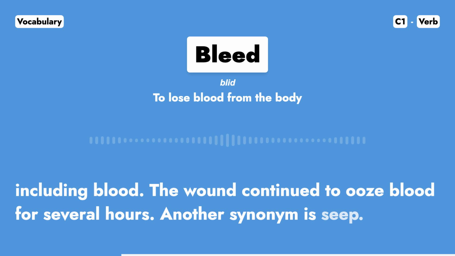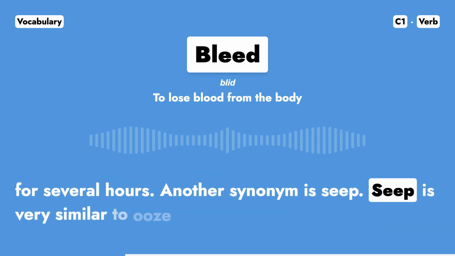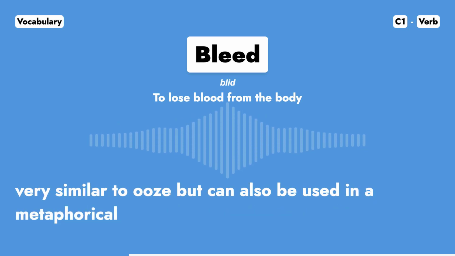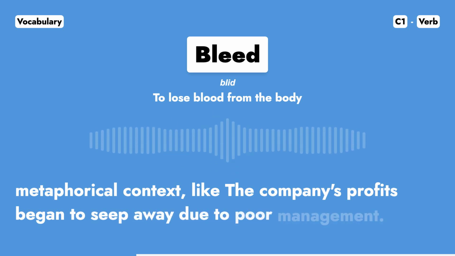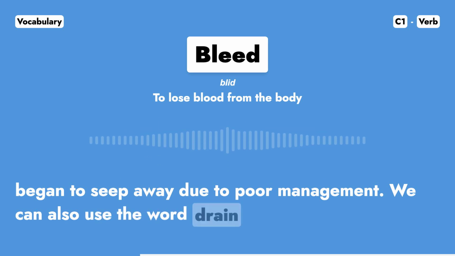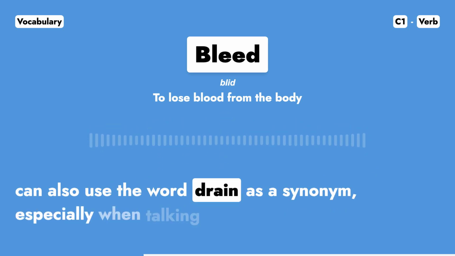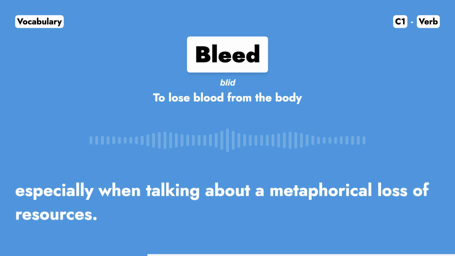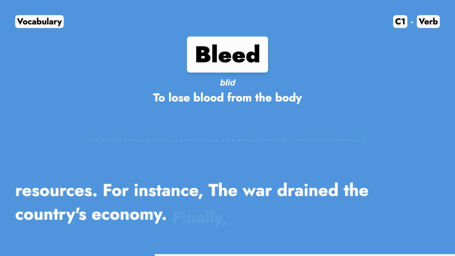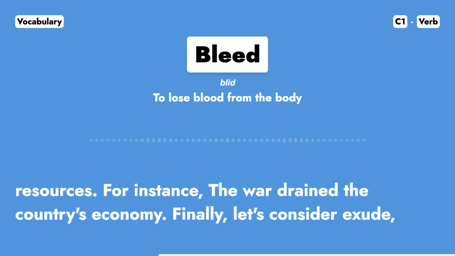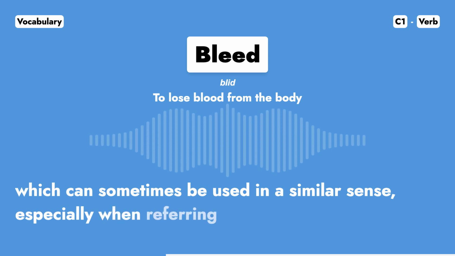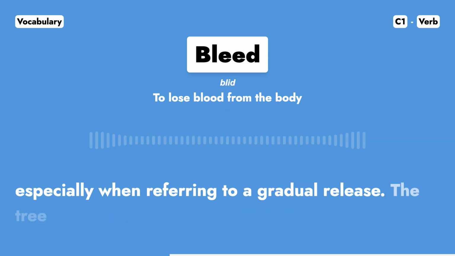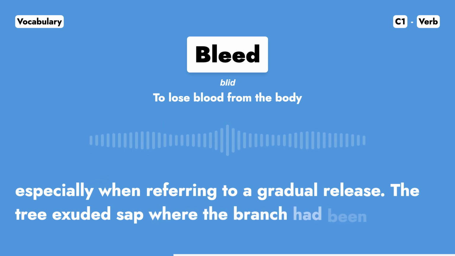Another synonym is seep. Seep is very similar to ooze, but can also be used in a metaphorical context, like the company's profits began to seep away due to poor management. We can also use the word drain as a synonym, especially when talking about a metaphorical loss of resources. For instance, the war drained the country's economy. Finally, let's consider exude, which can sometimes be used in a similar sense, especially when referring to a gradual release. The tree exuded sap where the branch had been cut.